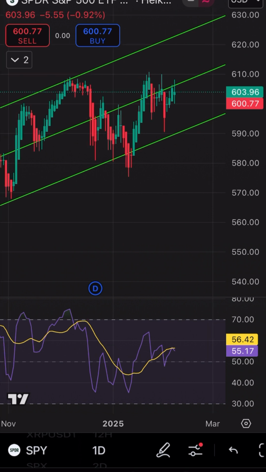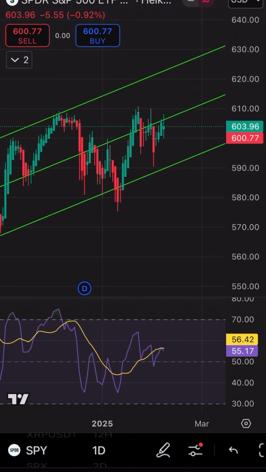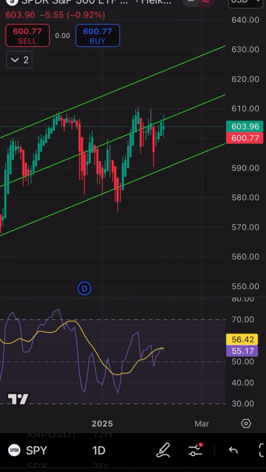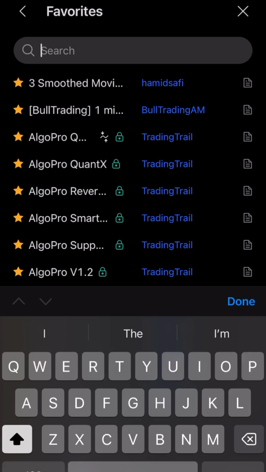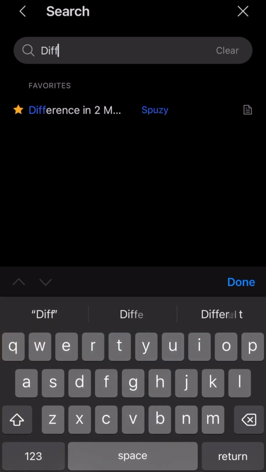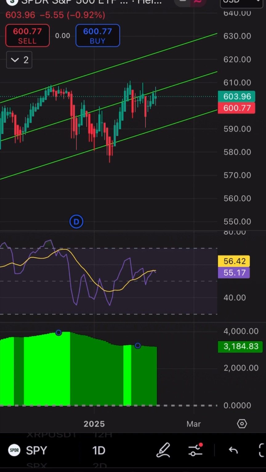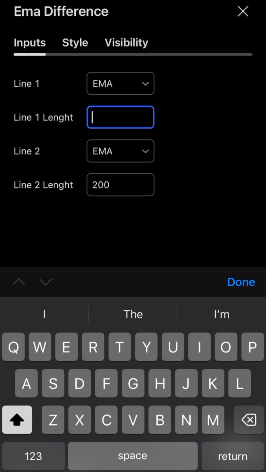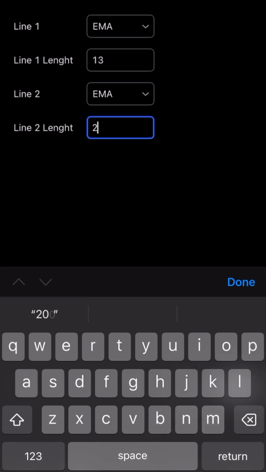It's up to you. So I'm going to give you guys a little bonus for this video as well. What I also do, if you want to scalp it more, like if you don't want to wait for all this, go to your indicators and go to the difference of 2 moving averages. And you want to punch in 13 and 24 for your settings.